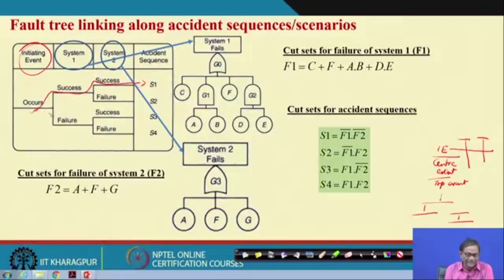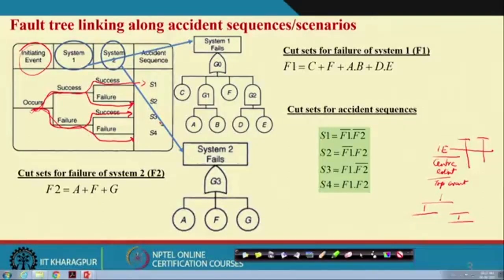Initiating event occurs, then success, this is one sequence. Initiating event occurs, then system 1 success, system 2 failure, second sequence. Initiating event occurs, first system failure, second system successful, third sequence. Initiating event occurs, first system failure, second system failure, this is the fourth sequence.